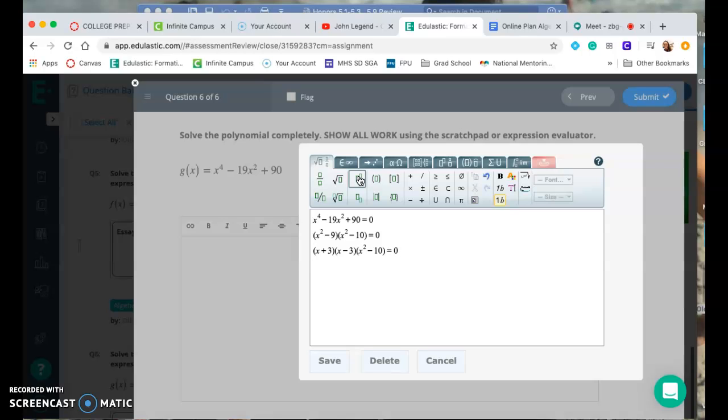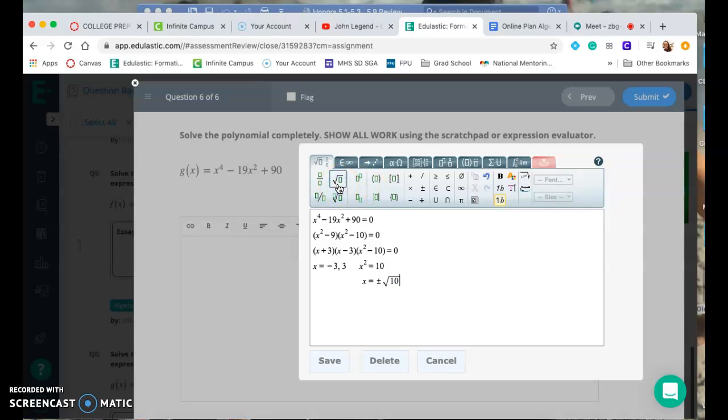Okay, so then I know I'm going to have zeros at negative 3 and positive 3, and I've got to figure out what the answer is to this one. So I'm going to take x squared, using the exponent, and this is subtract 10, so I would add 10. And then I can enter over here and show that x is equal to plus or minus square root of 10.